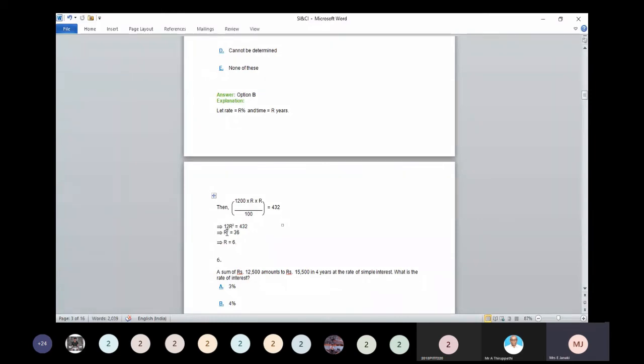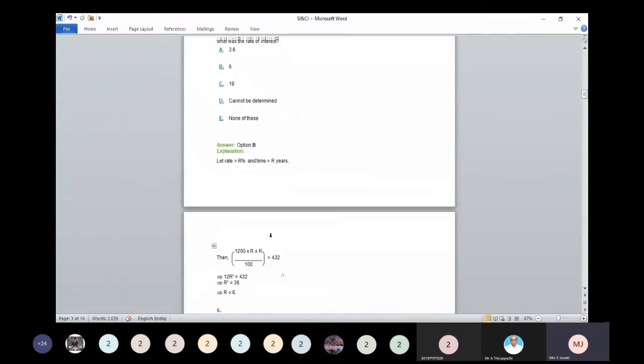And R square is equal to 432 divided by 12. So you will get 36. So R square equals 36. Your R will be 6. So the rate of interest is 6%, and the period is also 6 years. You can answer both questions. The rate of interest is R%, and how much time it will take means the year is R years, 6 years. Okay. That's all.